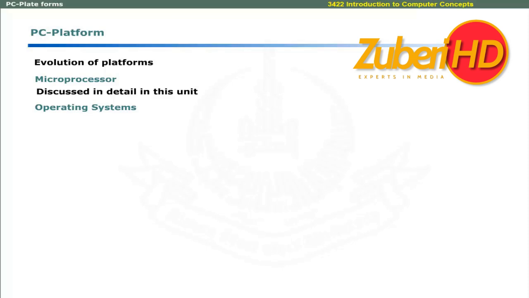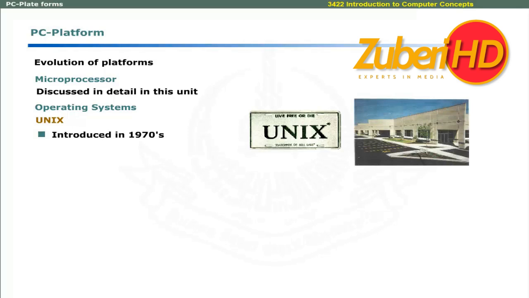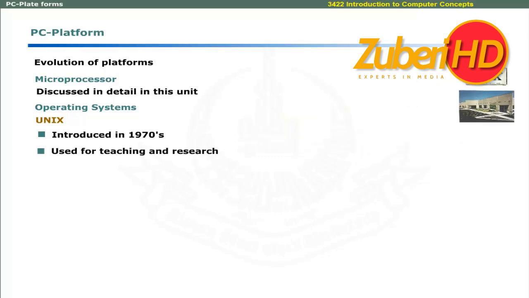The first and most powerful operating system is Unix. It was introduced in the early 70s by Bell Labs. Unix was distributed by Bell Labs for teaching and research purposes. This led to development of a number of Unix-based software.